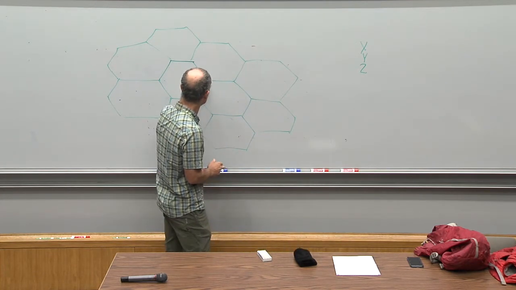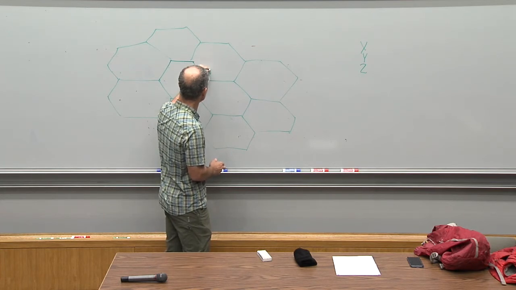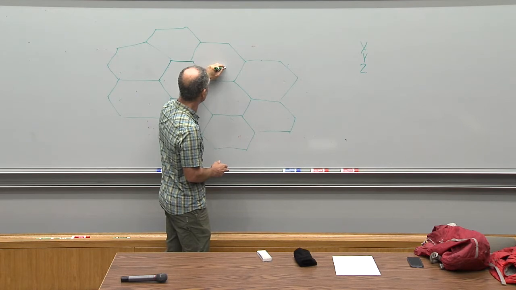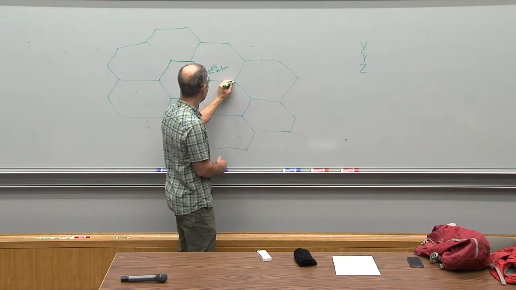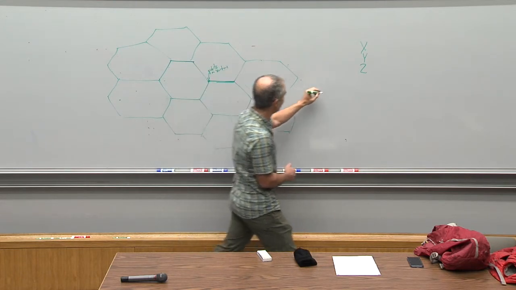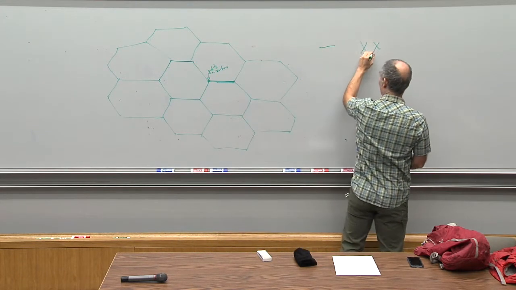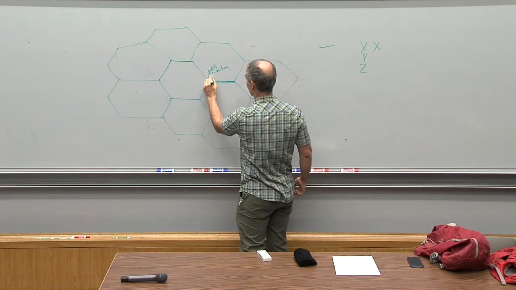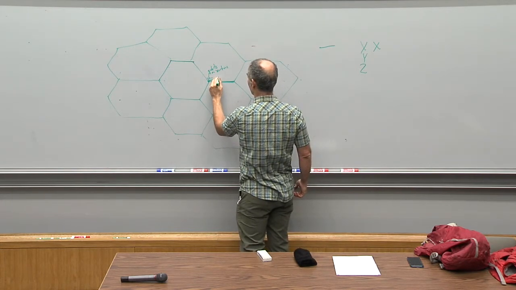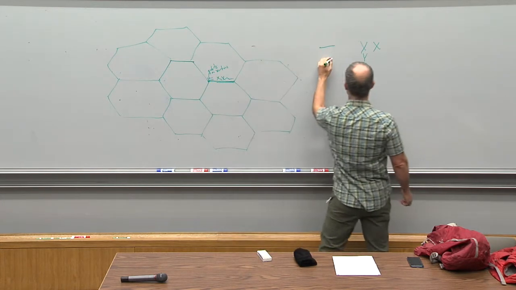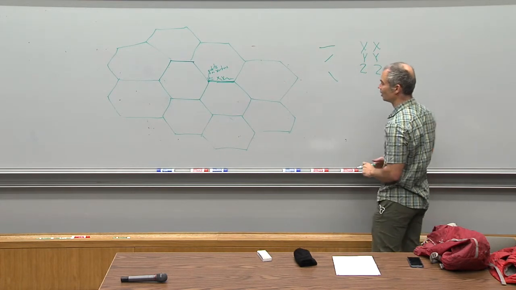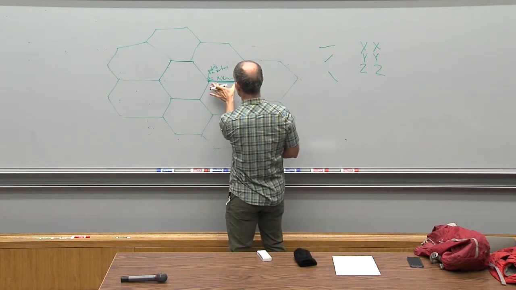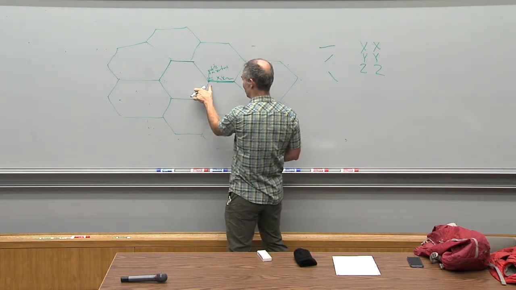And qubits on vertices, and checks, well, every edge like this, the check is XX, meaning it's X on this qubit, X on that qubit, like X1, X2. Every edge like that, the check is YY. Every edge like that, the check is ZZ. And so what you're doing is measuring XX checks here, YY checks here, and ZZ checks here.